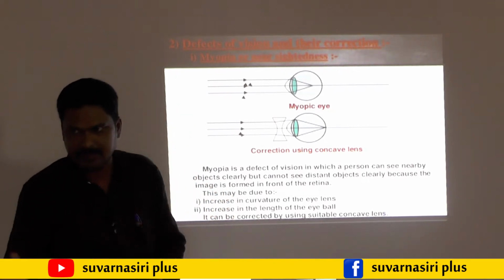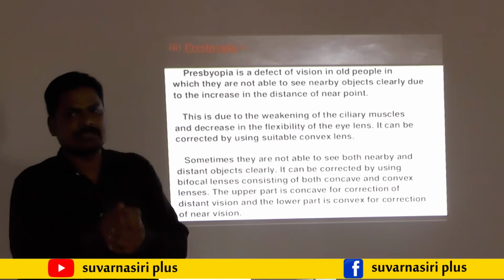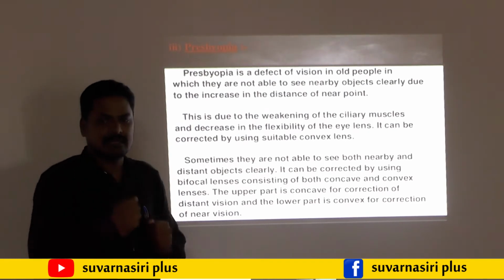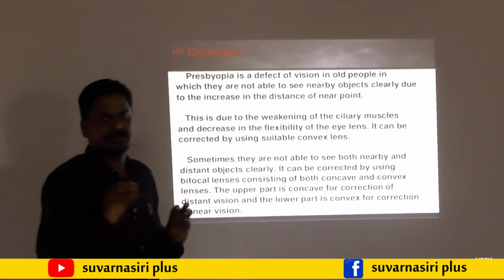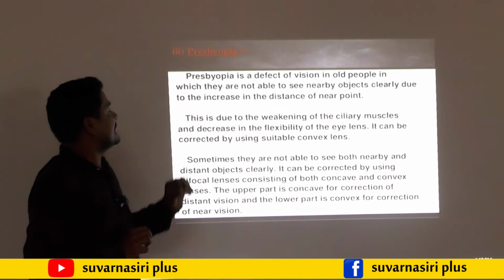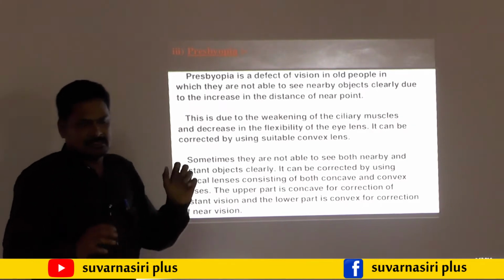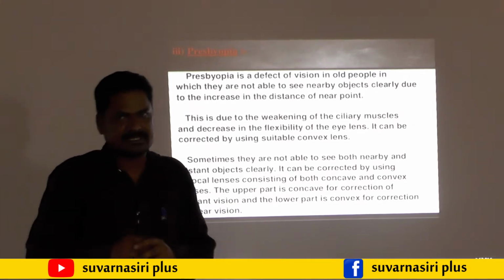And next, what is hypermetropia, what are the causes of hypermetropia, and what is the correction process. These are all things asked in the examination, so be prepared. And next there is the third defect of the eye, that is called presbyopia.